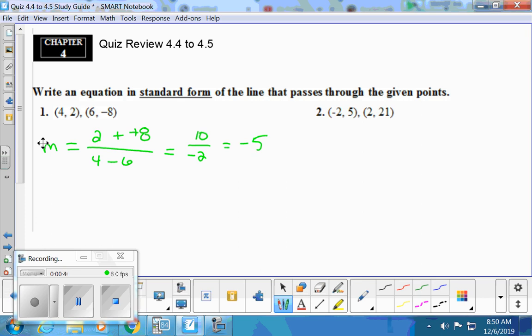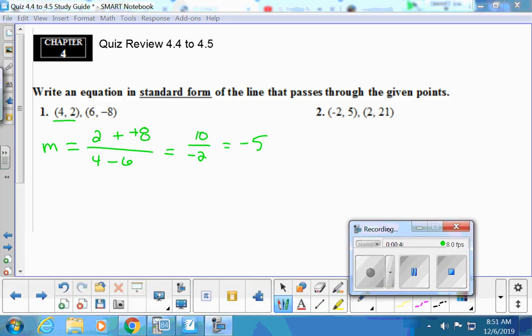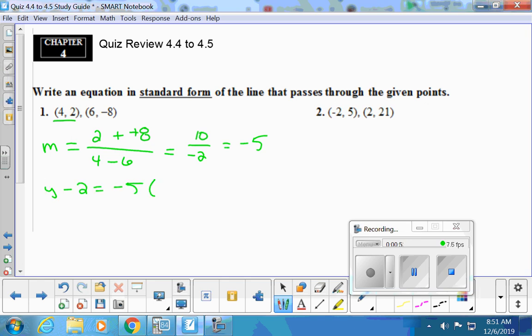Pick your favorite x, y. There's a clear favorite to me. 4, 2? Yeah, definitely 4, 2. So I always go to my point slope form next, and I'll convert to whatever form I want it to be in for my final answer. Y minus y equals slope times x minus x. You guys are so good at that.